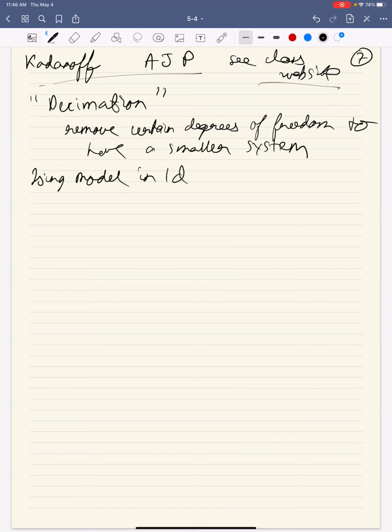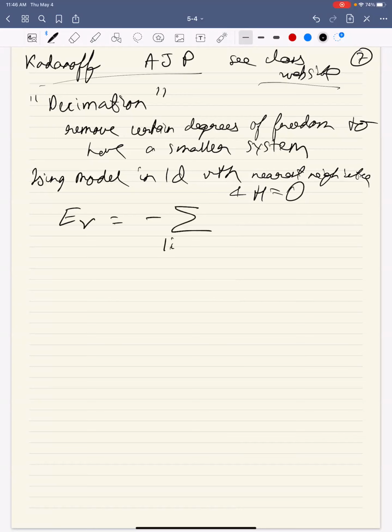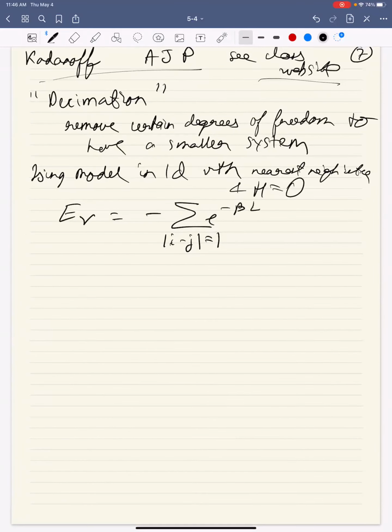in 1D with nearest neighbor interaction and H is equal to 0. Okay, no external magnetic field. So what is the energy of a microstate for this system? You go to every microstate. Here you will be interested only in pairs where modulus of i minus j is equal to 1, right? First nearest neighbors. And you do e to the power minus beta E nu.